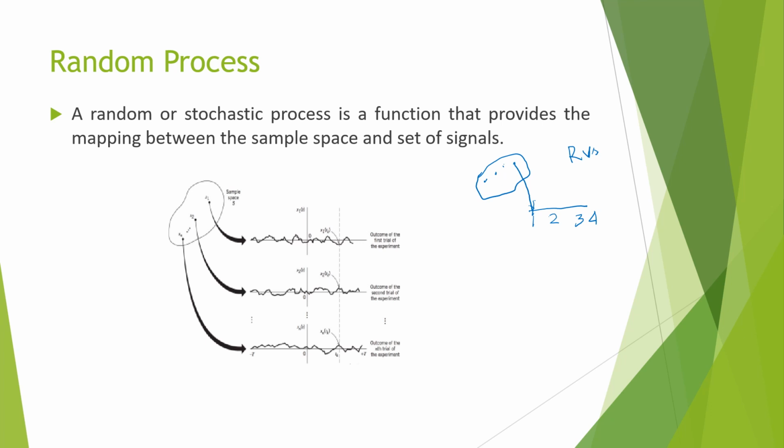A random process is a function that gives us the mapping between the sample space and signals. The signals are nothing but time functions. Therefore, this is the main difference between a random variable and a random process. A random variable is a function which maps the outcome or sample space to the set of real numbers, whereas a random process is a function that carries out the mapping between the sample space and a set of time signals. The random process is also known as a stochastic process.